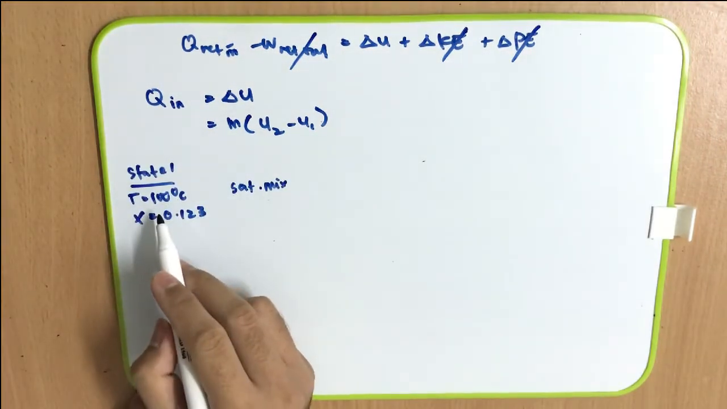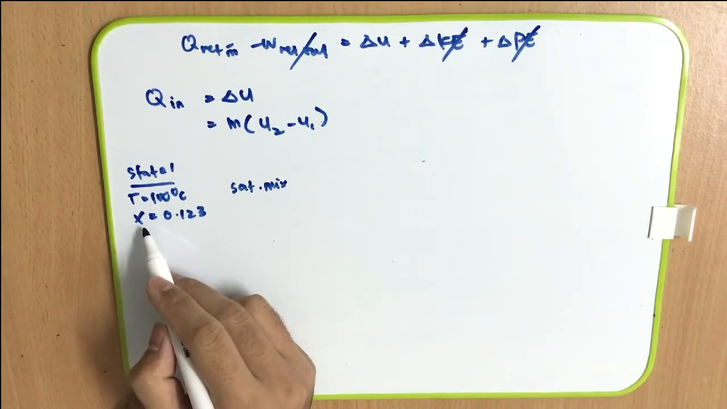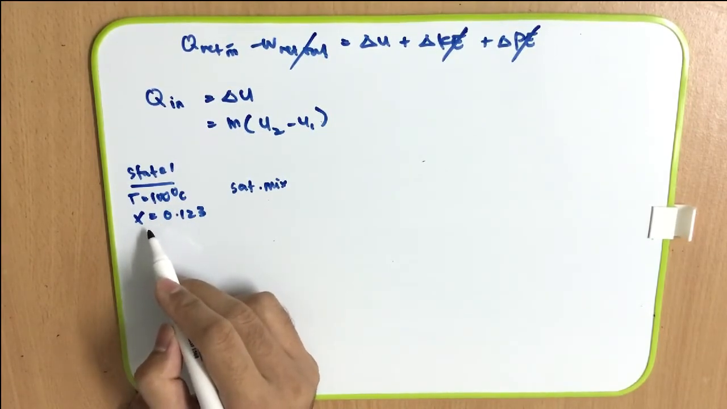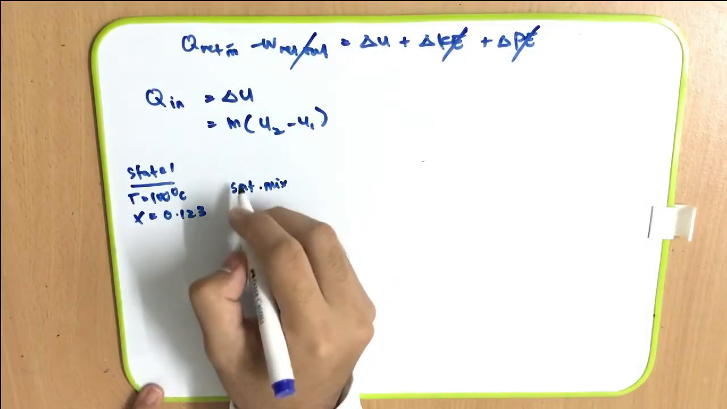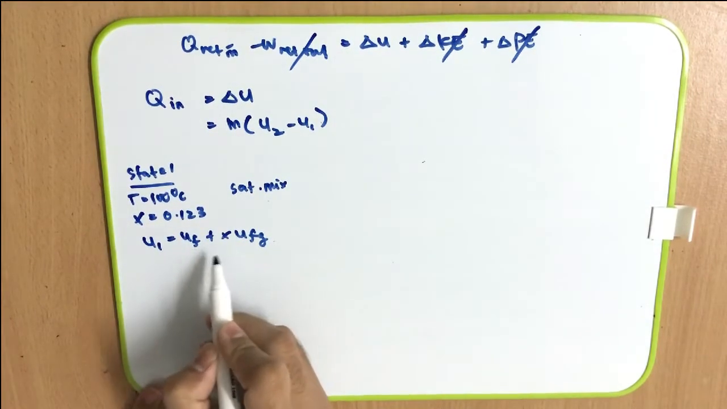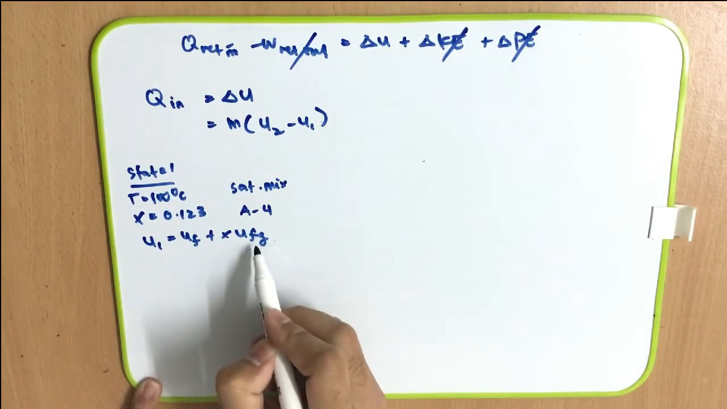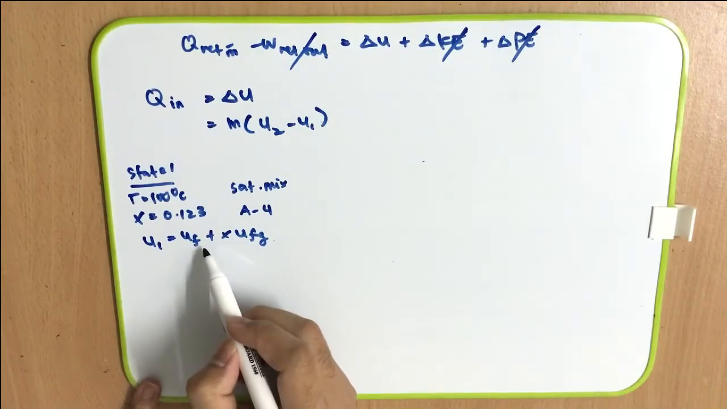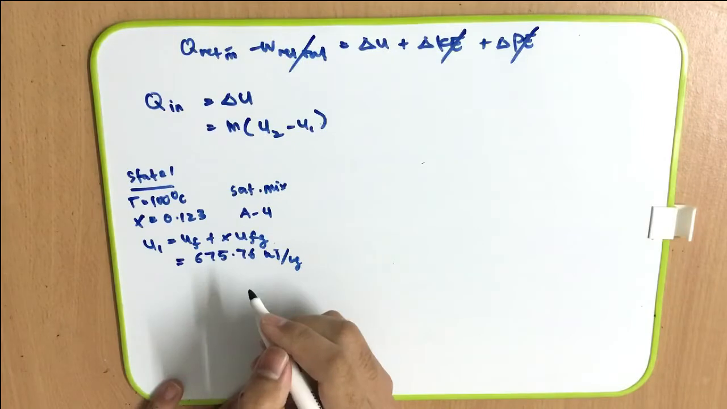In state 1, given to you is the temperature, which is 100 degrees C, and also the quality, which is 0.123. Because the quality is given, we know that state 1 is a saturated mixture. Thus, in order to find U, we can use this equation, which is U = Uf + x Ufg. From table A4, we can find the Uf and also Ufg at temperature 100 degrees C. So after we substitute into this equation, then we solve.